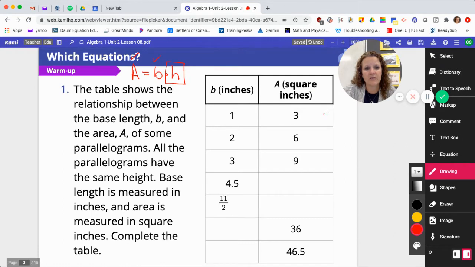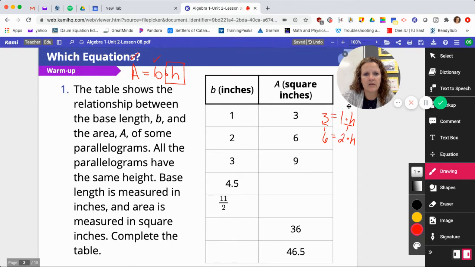Okay, so area equals base times height. Here, my base is 2, my area is 6. Area equals base times height. So if I solve this one for height, divide both sides by 1, here my height is 3.